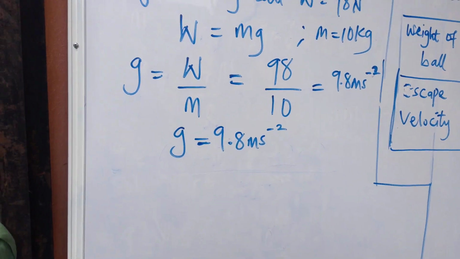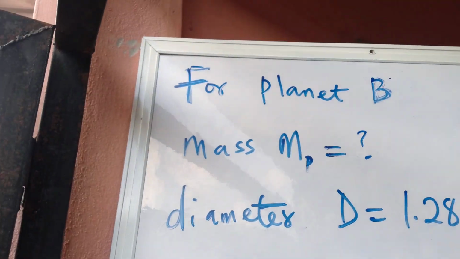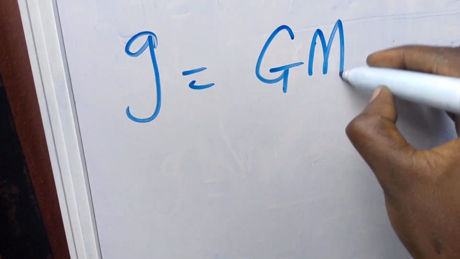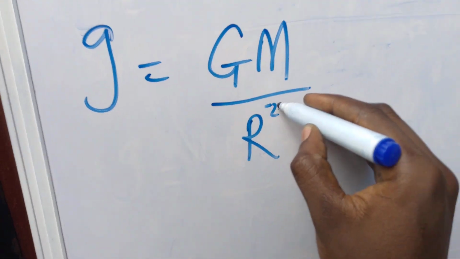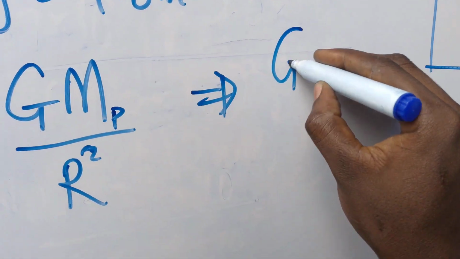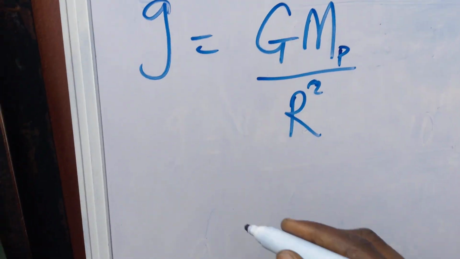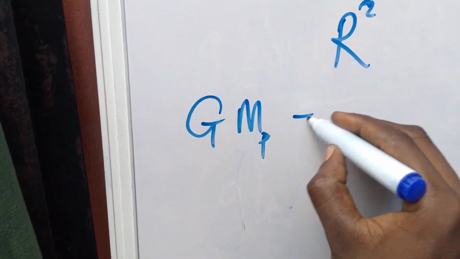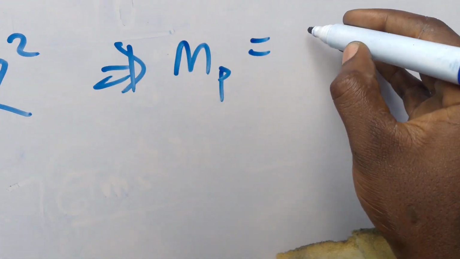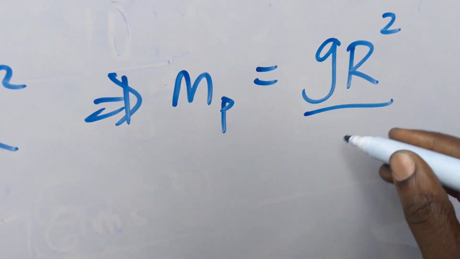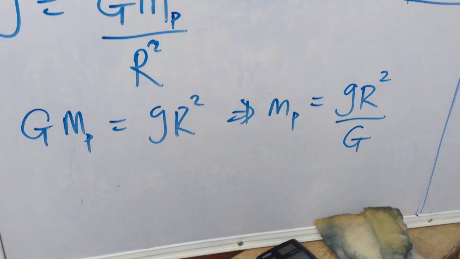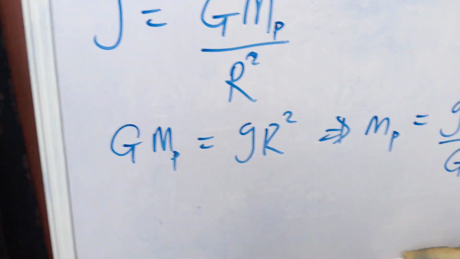Okay, now since you have gotten this, we can look for the value of MP, that's the mass of the planet. We know that g is capital G M over R squared, isn't it? So we can make the mass MP the subject of formula. If I cross multiply, I have that g MP will be equal to G R squared. So MP, the mass of the planet, will be g R squared divided by capital G, the gravitational constant.